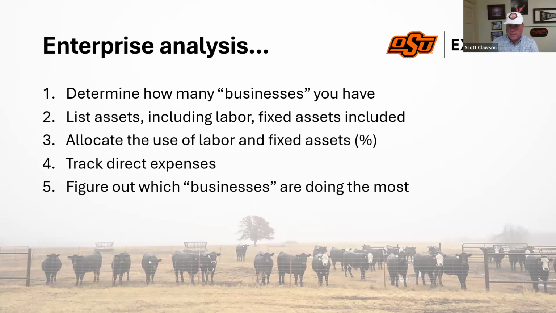Then go in and track our direct expenses. Those are things like how much fertilizer did I put down? How much was my seed cost? How much was watering, etc.? Those types of things. And by doing that, we're going to figure out which one of those businesses that we have is really the most lucrative on our operation.